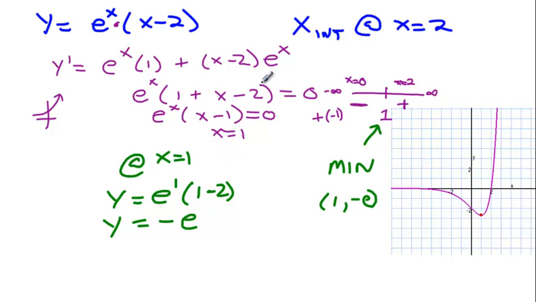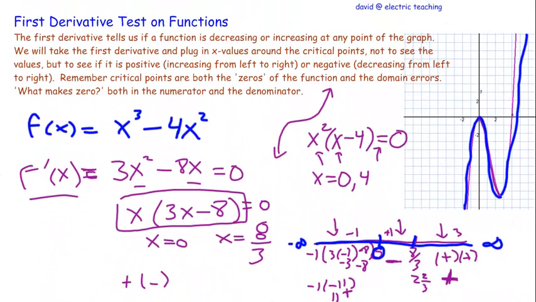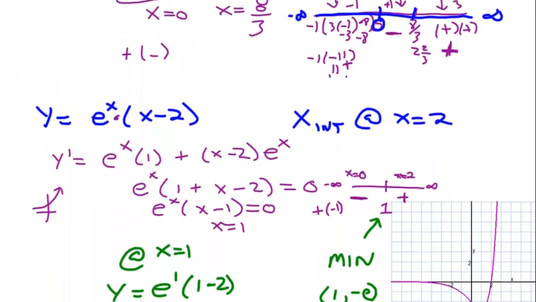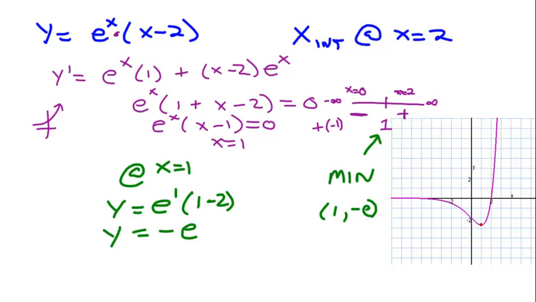This is part 2 of finding derivatives to do the first derivative test on functions. So just a quick review here. We've actually analyzed a cubic function. We found the derivative, looked at the critical points, and made a little table to analyze whether it was increasing and decreasing. And then we took a look at an e to the x graph, with a little twist basically, and we found that it was decreasing into the minimum at x equals 1, and then increasing out of it.